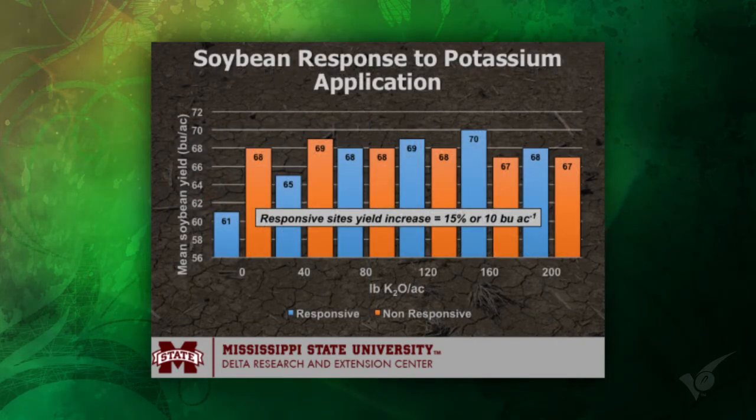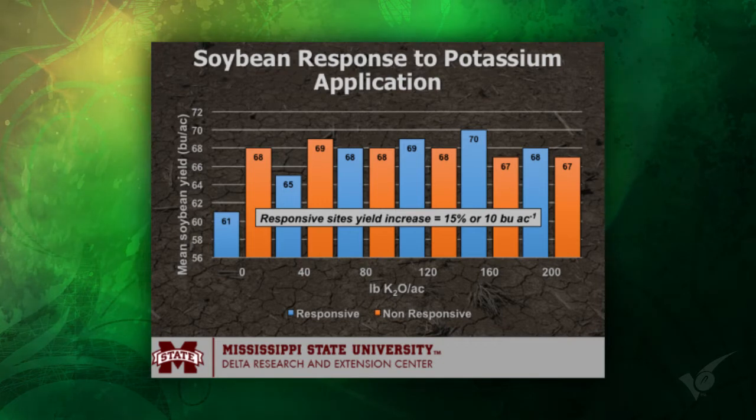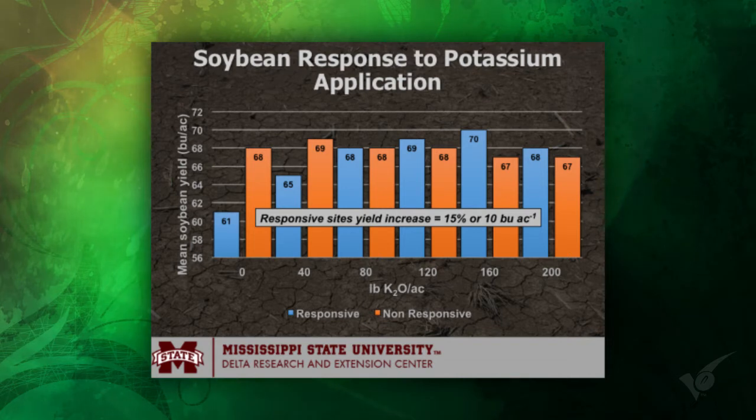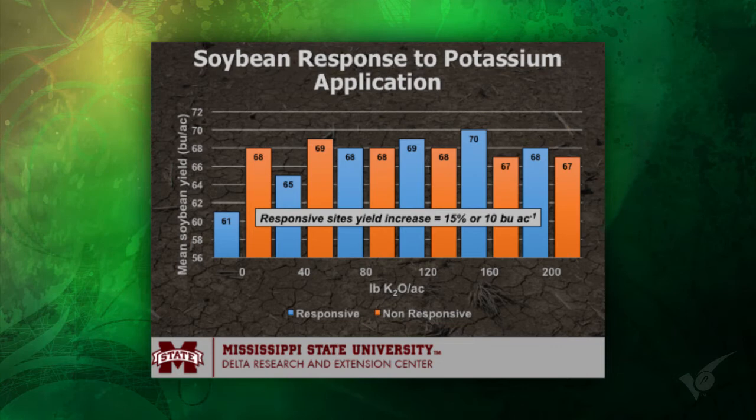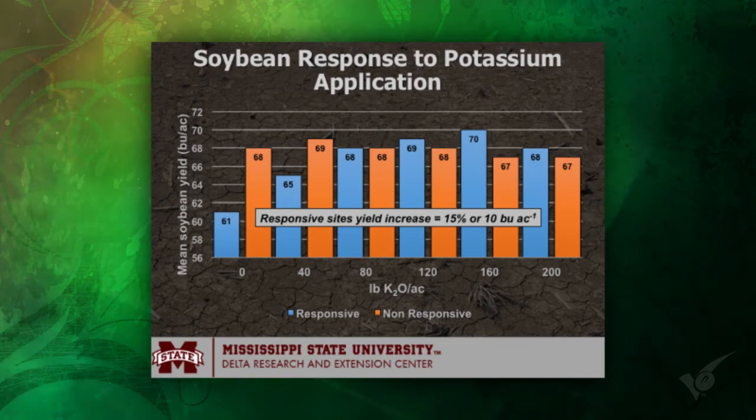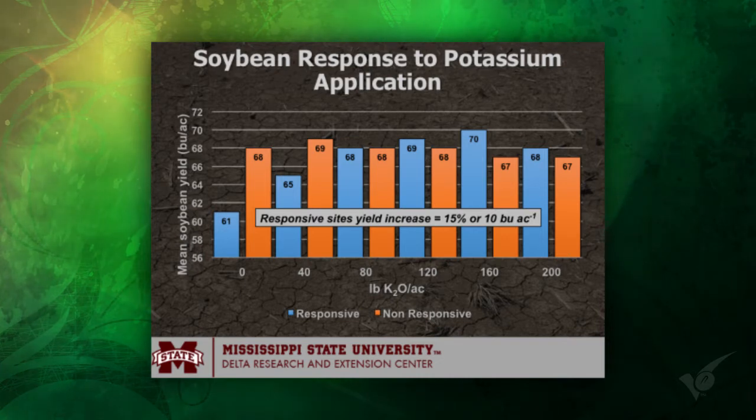Okay, so we know that we can positively respond to potassium in the state of Mississippi. The blue bars represent our responsive sites. The orange bars represent the non-responsive sites. What this says in soybean fields is, if the soil test says you don't need potassium, you do not need potassium. But if you do need potassium and the soil test calls for potassium, what we're seeing is about a 15% yield increase, as represented by the blue bars, and somewhere around 80 to 120 units is going to get you the maximum level.